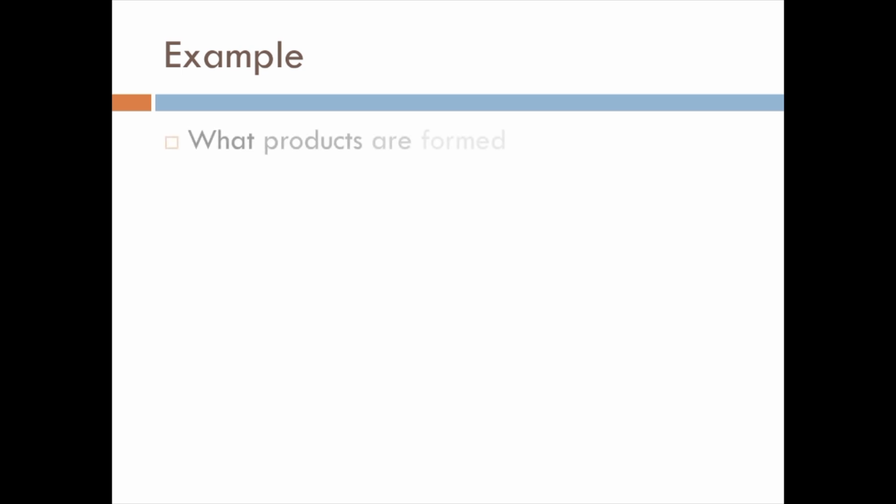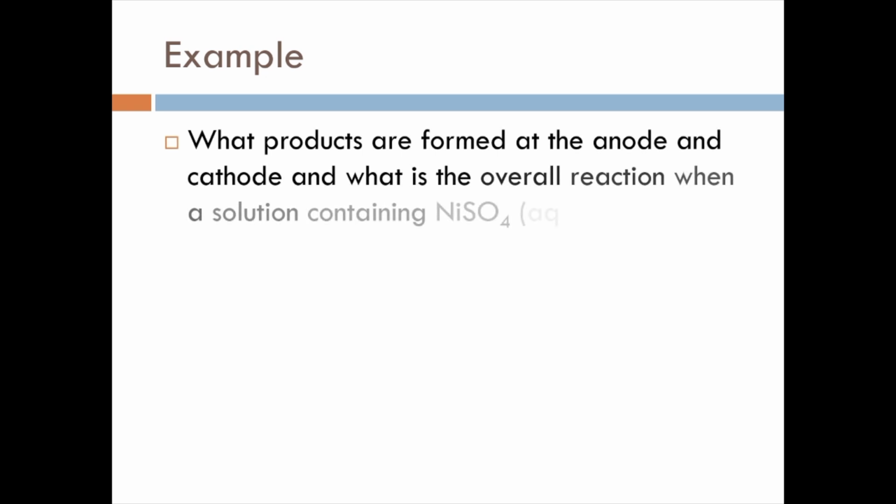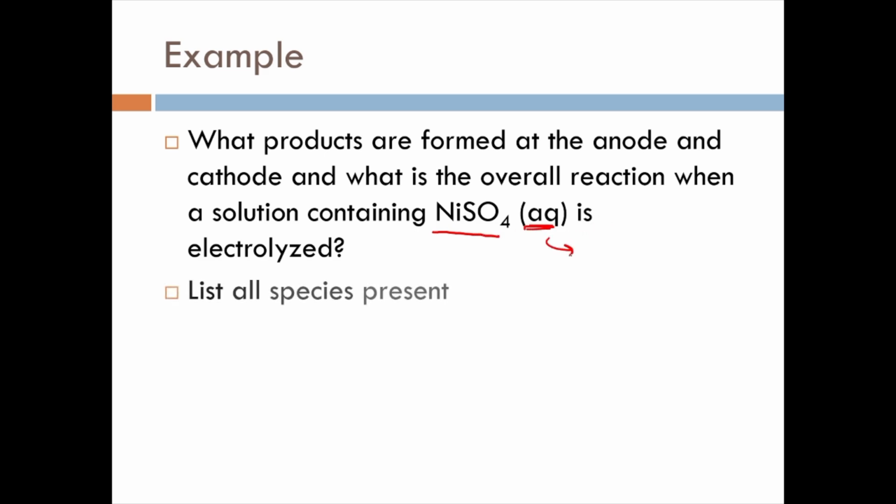So here in this example, we are forcing electricity through some electrodes, and the solution contains nickel sulfate, and make note it's aqueous, so water is present. It asks us, what are all the things present? Well, the nickel sulfate will break down into nickel 2+ ions and sulfate ions, and because water is present, there will be some water in the reaction chamber as well.